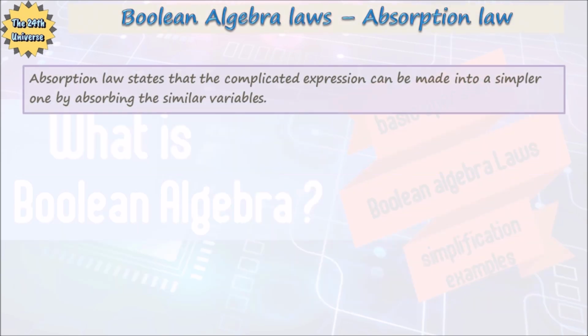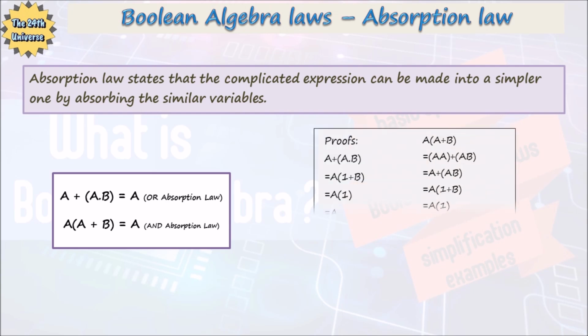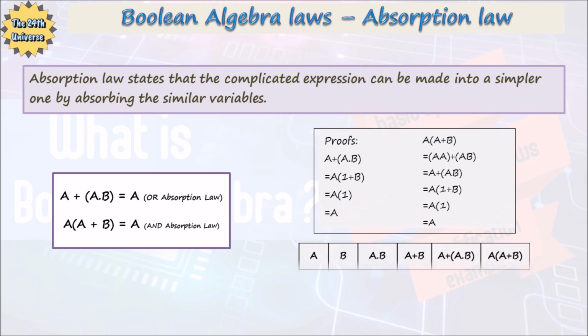Absorption law. Absorption law states that a complicated expression can be made into a simpler one by absorbing the similar variables. A or A and B is equal to A for OR absorption law, and for AND absorption law, A and A or B is equal to A. Here, A is a similar variable and the resultant answer is also A. This can be proved like this, and we can prove this expression using the truth table like this.